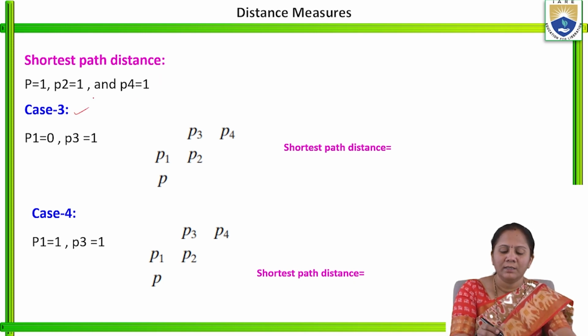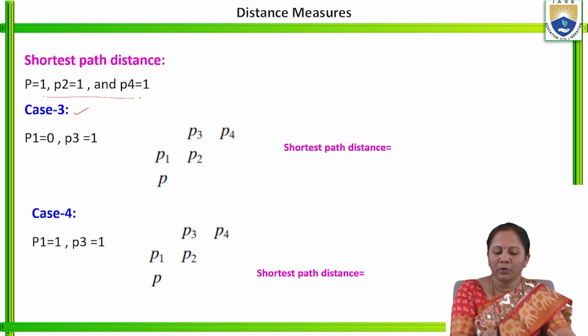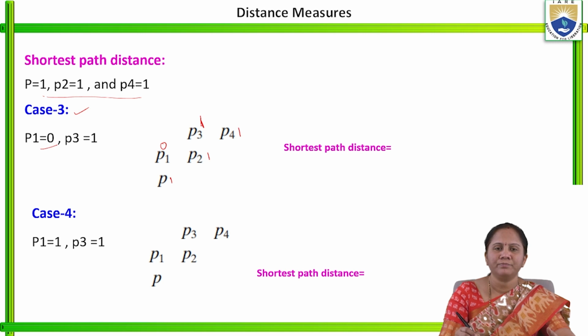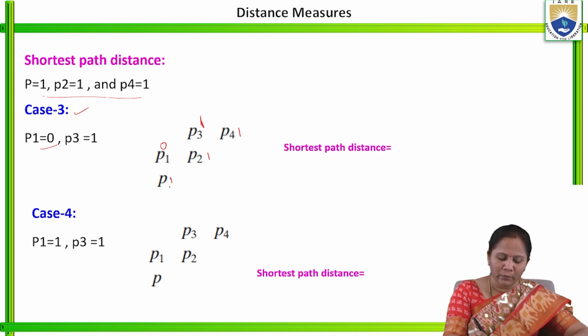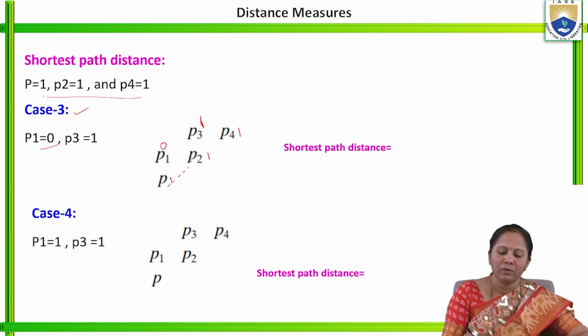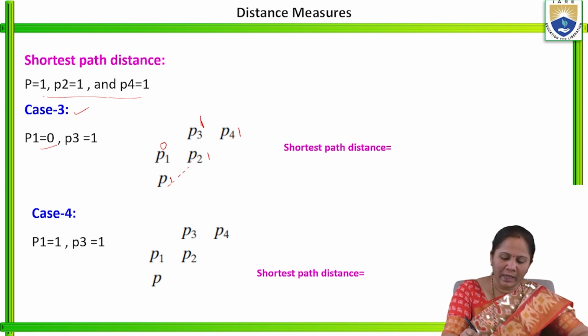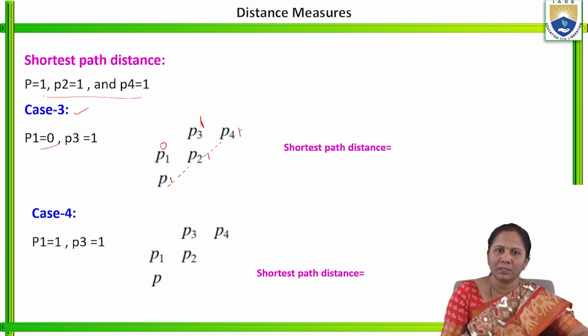Now, the next case is case 3, whereas here P, P2 and P4 will be fixed, that is 1. And another one is P1 is 0 and P3 is 1. Okay. So in such case, to find the shortest distance, it will be existing from P to P2 and we can have here P2 to P4. This is one way. From P to P4, this will be one of the shortest distance.